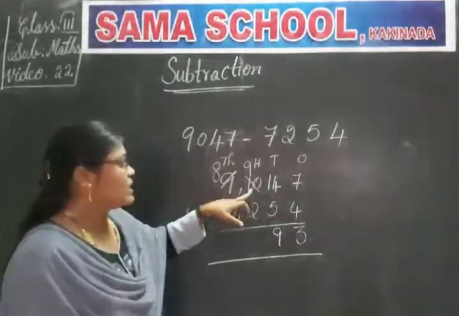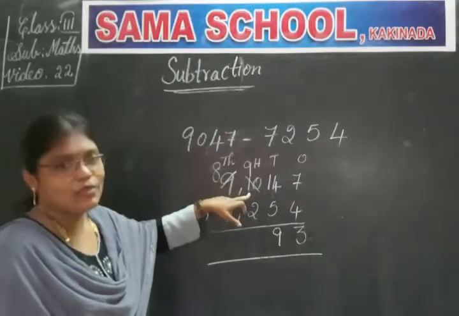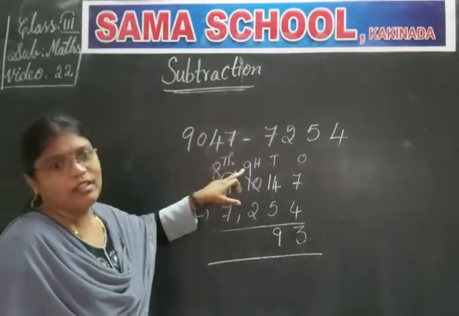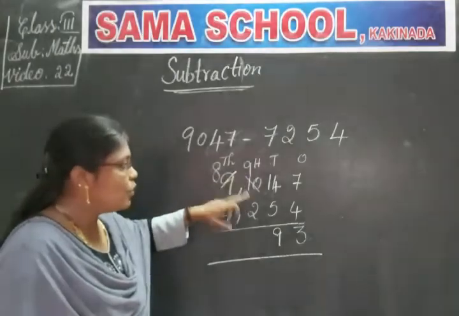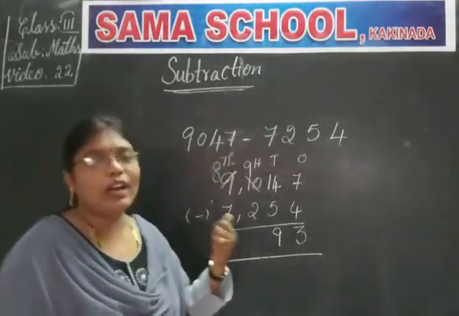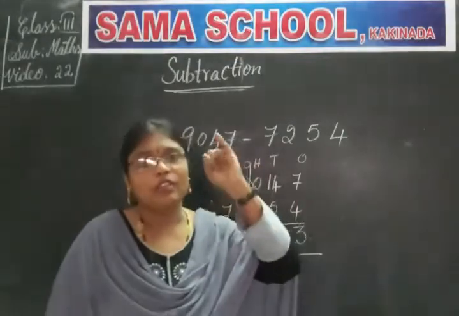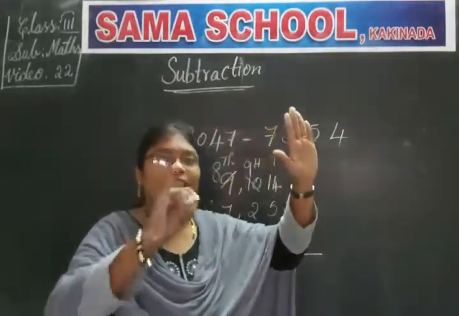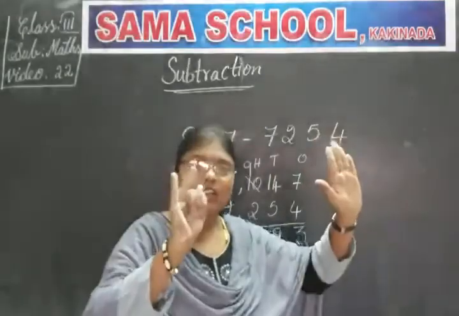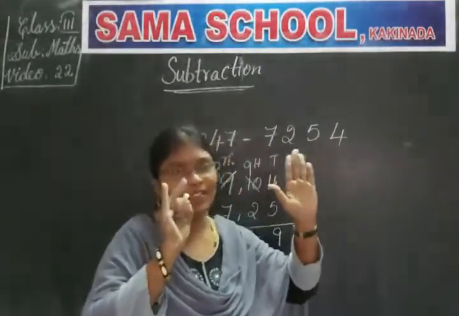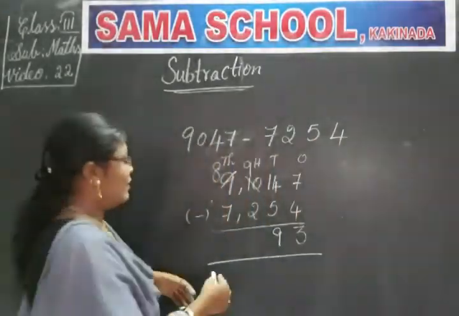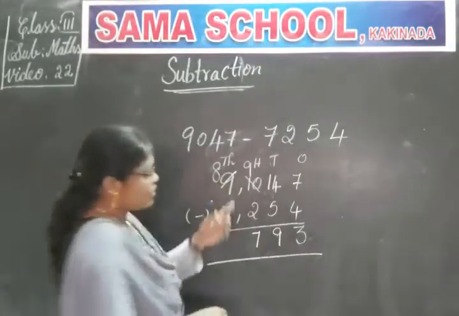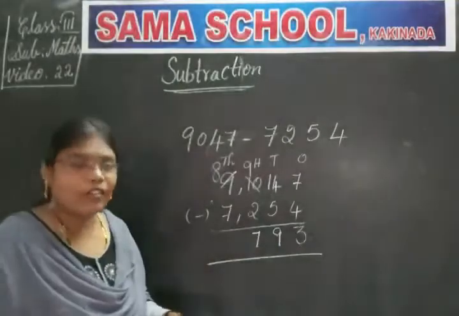Okay. Now what is the number here in hundreds place? As we have borrowed 1 from 10, we have 9 here. So come on, subtract 2 from 9. After 2: 3, 4, 5, 6, 7, 8, 9. How much? 7. When we subtract 2 from 9, we get 7. So write 7 in hundreds place.